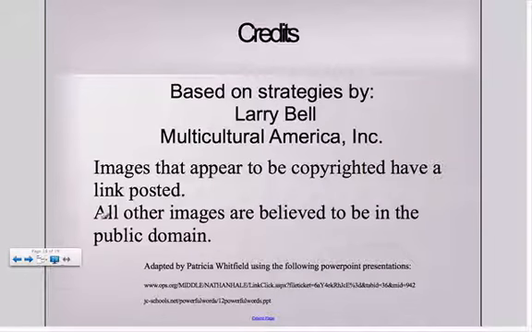Want to give credit to Larry Bell, Multicultural America, and SMART Technologies for creating this document. This was adapted with just PASS key information to help you understand the Oklahoma PASS standards.